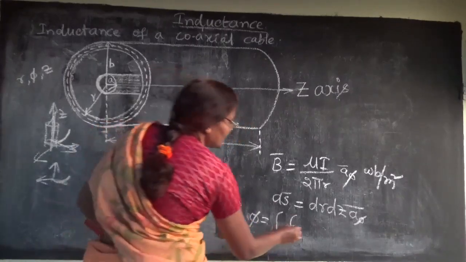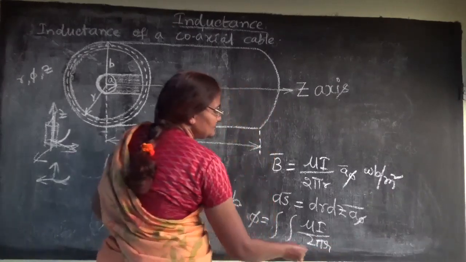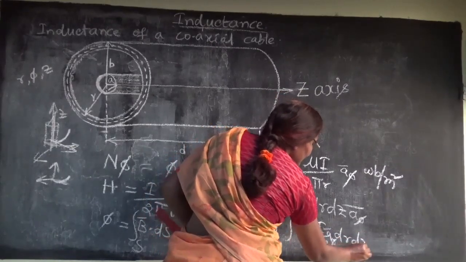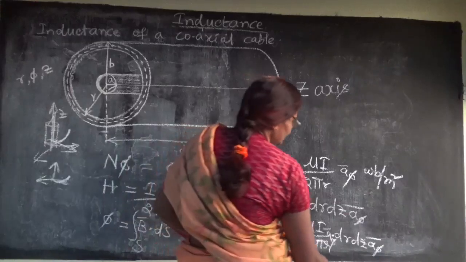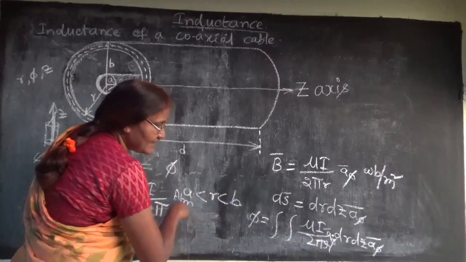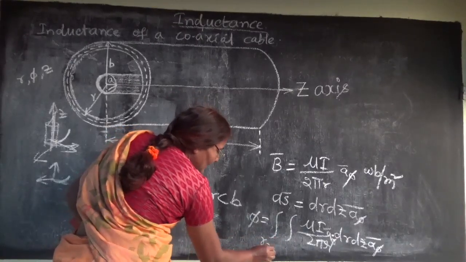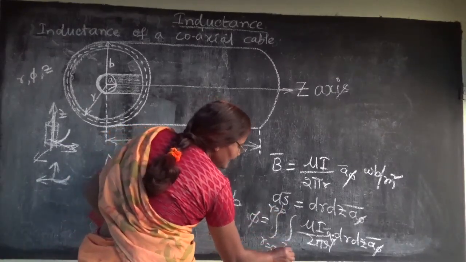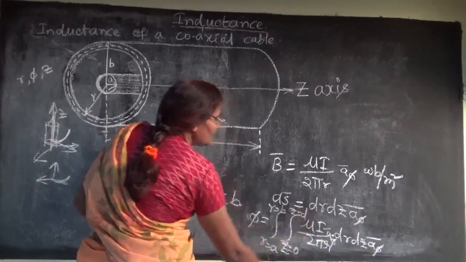double integral of mu I by 2πr into a_phi bar into dr dz dot... ఇది your phi total flux linkage. సో ఇక్కడ లిమిట్స్ ఎక్కడి నుంచి ఎక్కడ తీసుకోవాలి, r ప్లేన్ లిమిట్స్ ఎక్కడి నుంచి ఎక్కడికి, r ఈజ్ ఈక్వల్ టు a నుంచి b కి. అలాగే z లిమిట్స్ ఎక్కడి నుంచి, z ఈజ్ ఈక్వల్ టు 0 నుంచి z ఈక్వల్ టు d కి. సో డబుల్ ఇంటిగ్రేషన్ వస్తుంది ఇక్కడ.